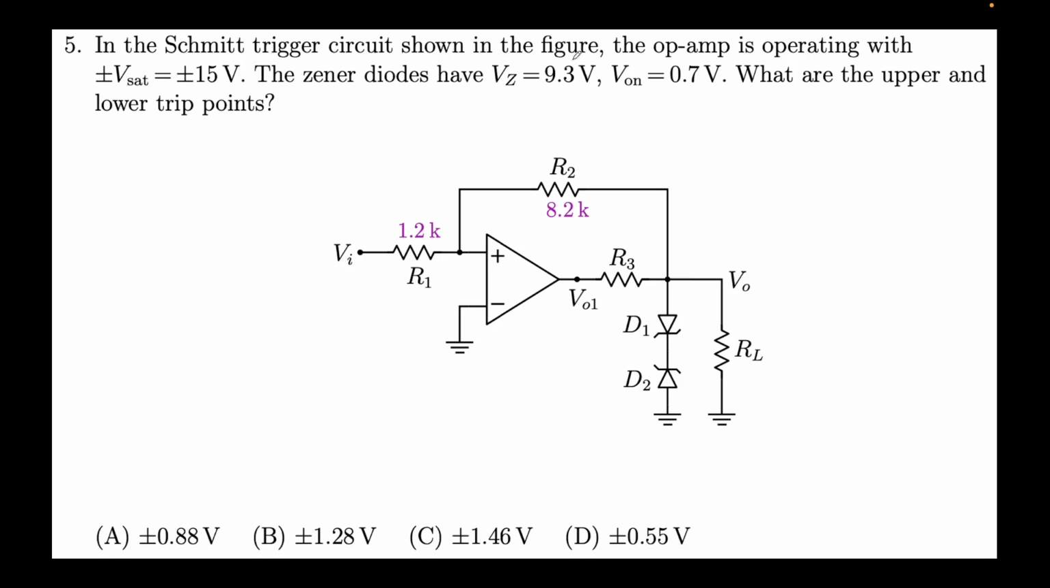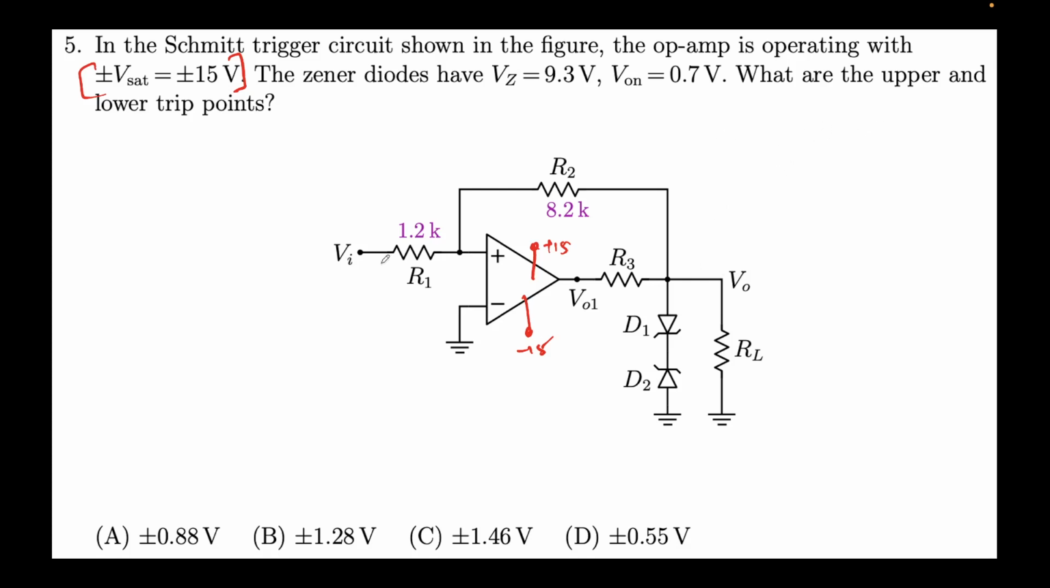In the Schmitt Trigger circuit shown in the figure, the op-amp is operating with plus minus Vsat equal to plus minus 15 volts. So this time it's plus 15 and this value is minus 15. The Zener diodes have Vz equal to 9.3 and V1 equal to 0.7. Okay, so this is interesting. So Vz, this means, let's say these are conducting, right? So this means this will be in breakdown. If this is in this direction, this is on, this is in Zener breakdown, then only these will conduct, correct? Hence the total drop will be 10 volts, which we'll analyze a bit later.